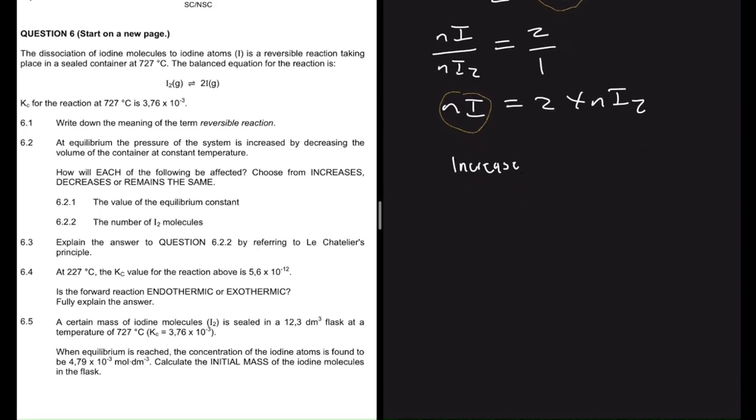And then 6.3 says explain the answer to question 6.2.2 by referring to Le Chatelier's principle. That is basically what I just did, right? What I just explained. The system wants to go back to a state of equilibrium. So if we increase something, the reaction that decreases that something will be favored. So we increase the pressure, so the reaction that leads to fewer moles will be favored. That is the reverse, and more I2 molecules.